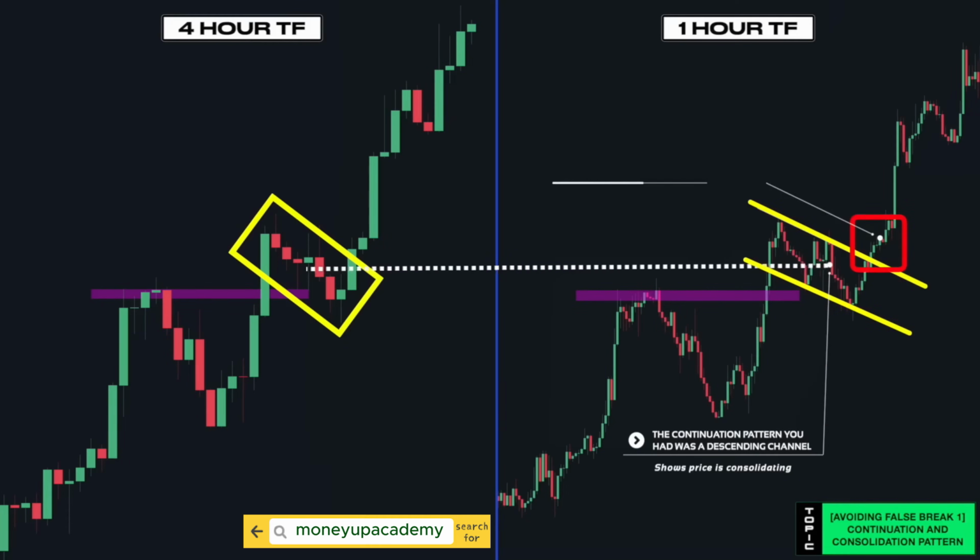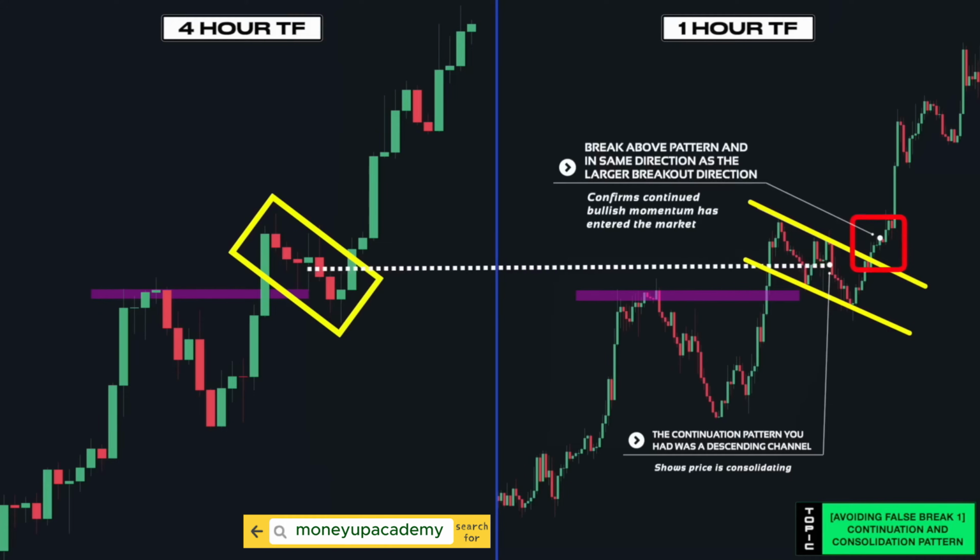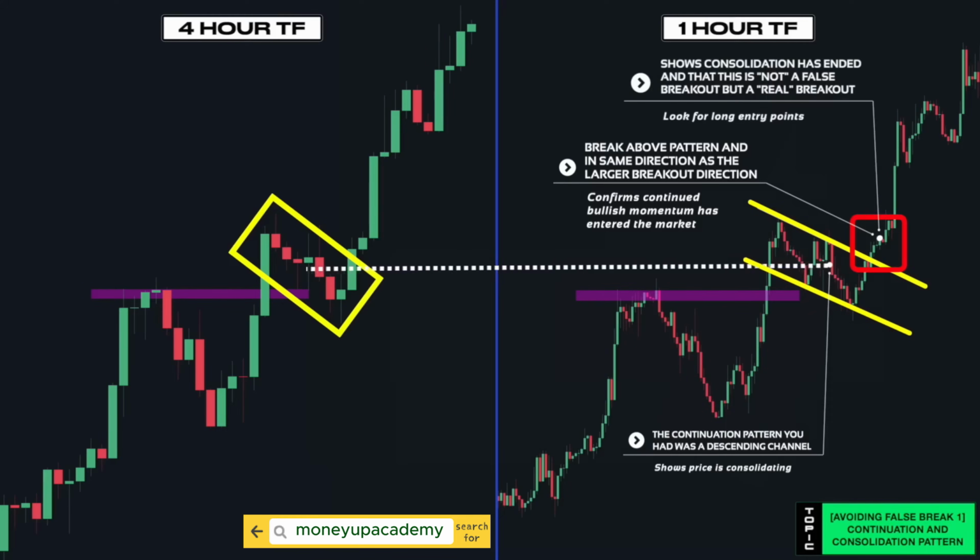Then once price broke above the pattern and in the same direction of the larger breakout direction, this shows that continued bullish momentum has entered the market and that the consolidation is ended and that this is not a false breakout but a real breakout. This is then when you would look for a long trade entry point.